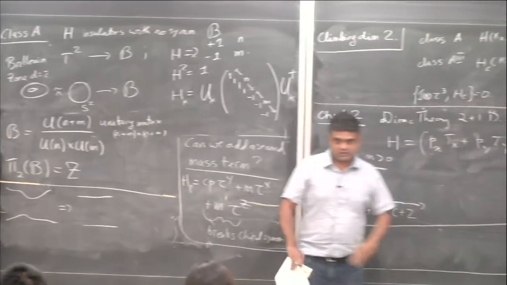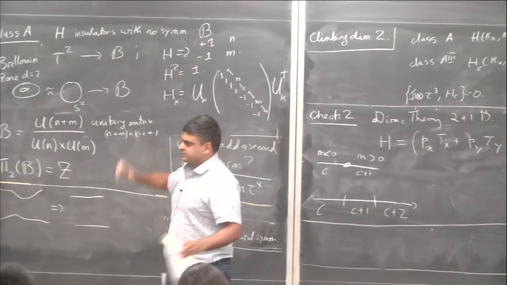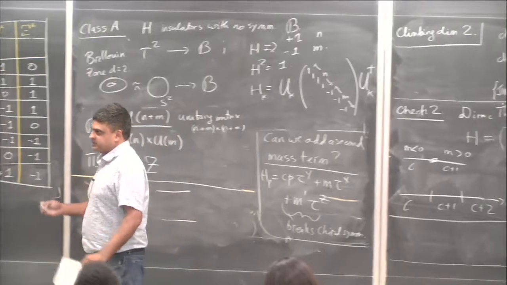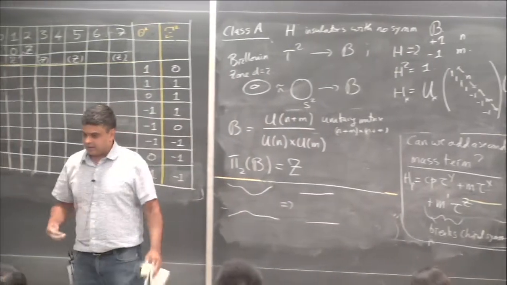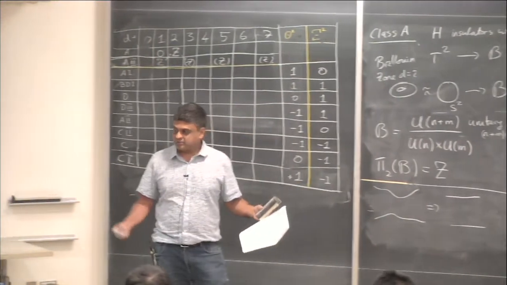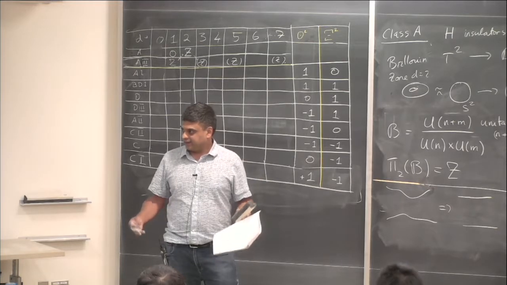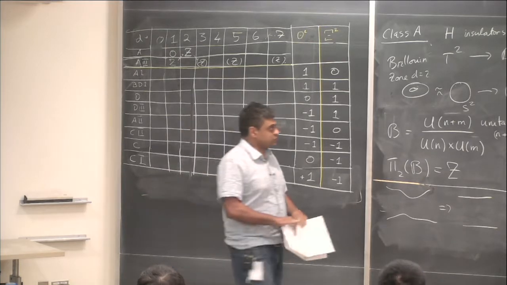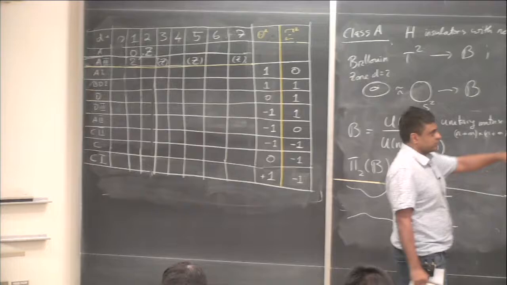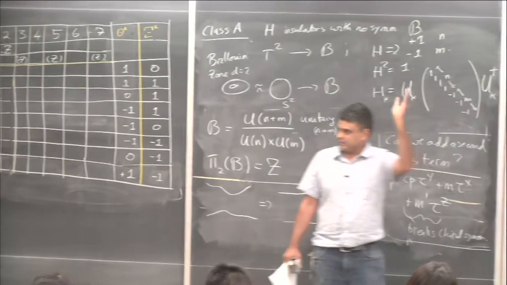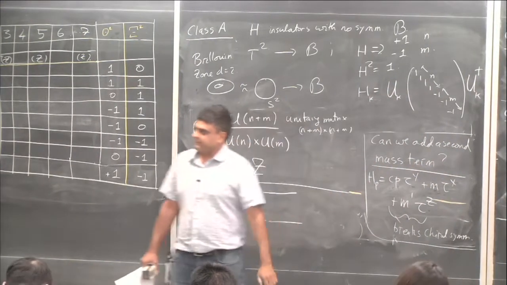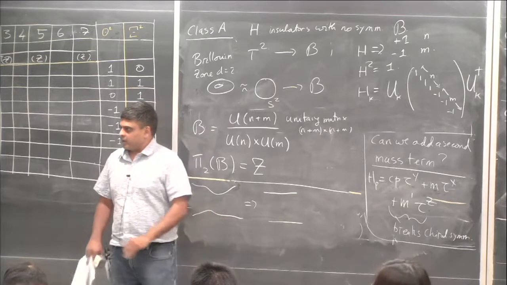But in all of this classification, the assumption is that you have many bands, and you're allowed to add and subtract bands. And you're thinking of the limit of large number of bands. In that limit, strictly speaking, all this classification should be done with the limit of n going to infinity, many bands above, many bands below. Well, but it's valid for any number of bands.